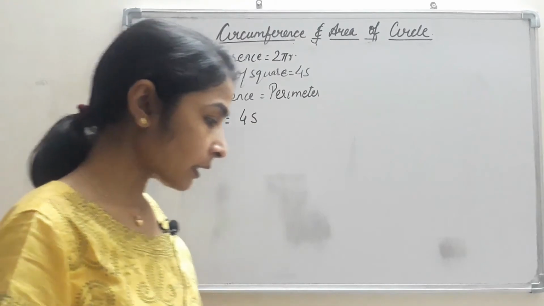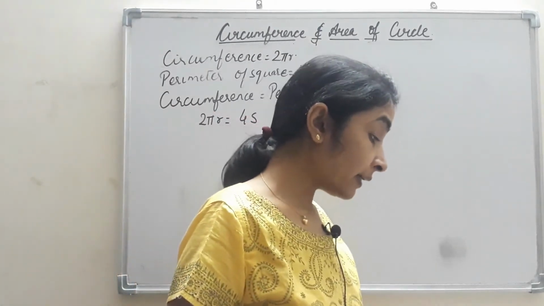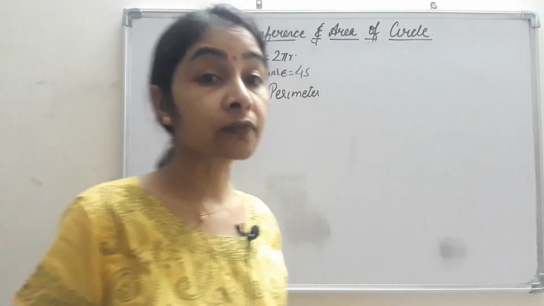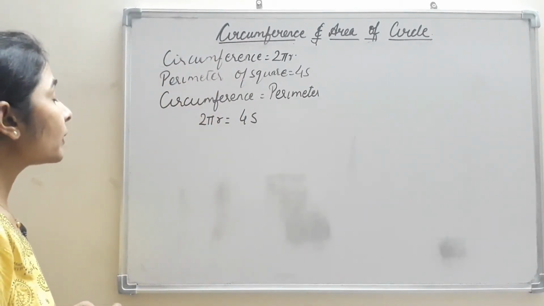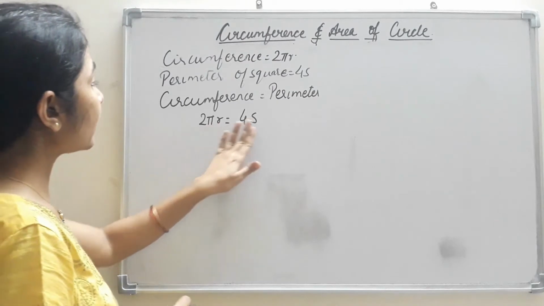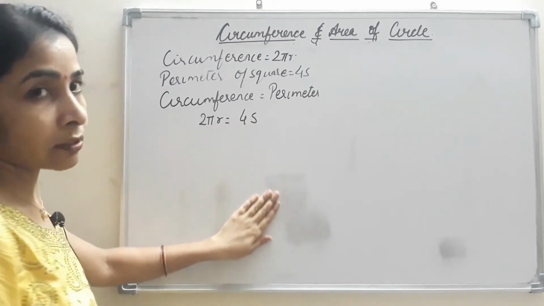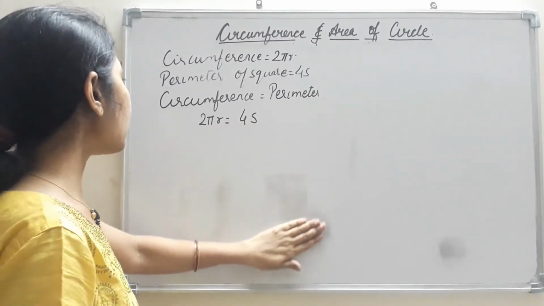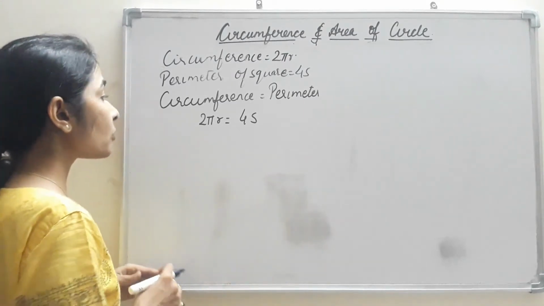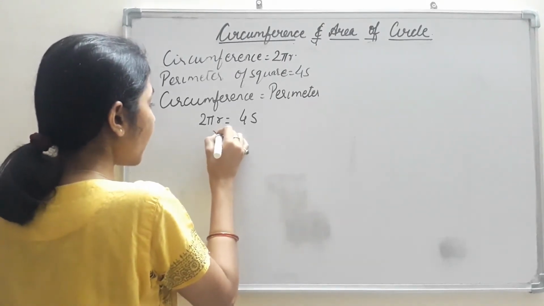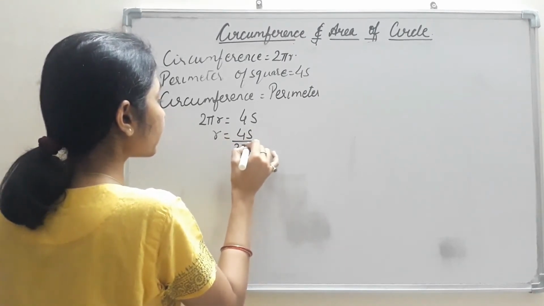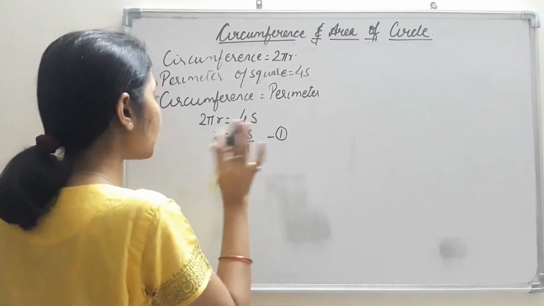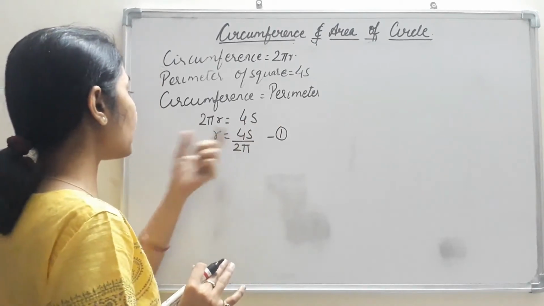Now what we are supposed to find is the ratio of the areas. Okay, so we can find out either r in terms of s or s in terms of r. So let us find out r in terms of s. So if I find r, then that will be equal to 4s upon 2 pi. Let this be equation number 1. I have calculated r in terms of s.